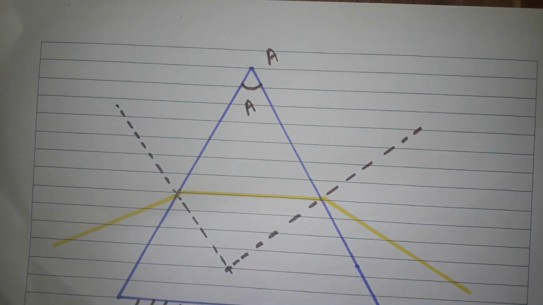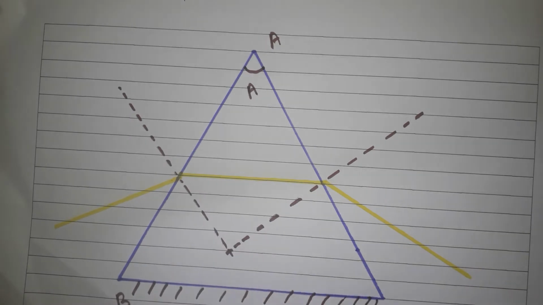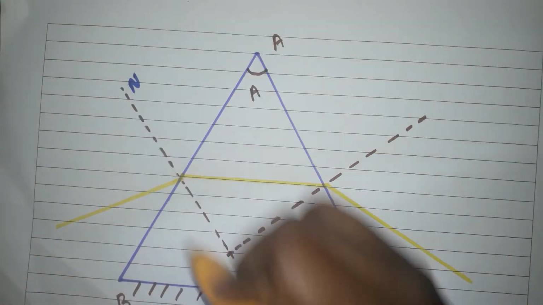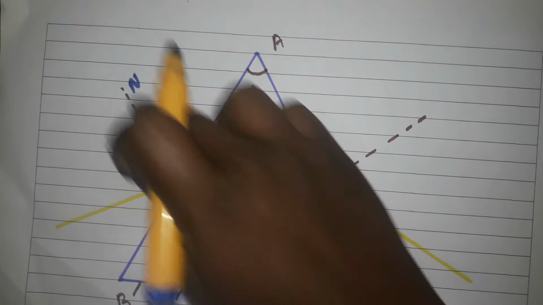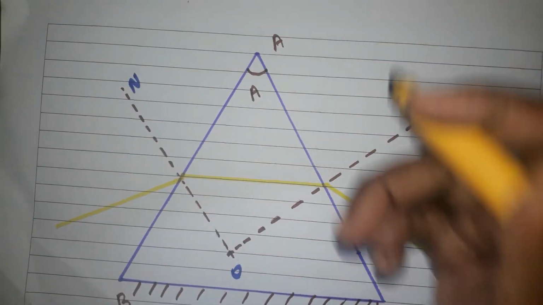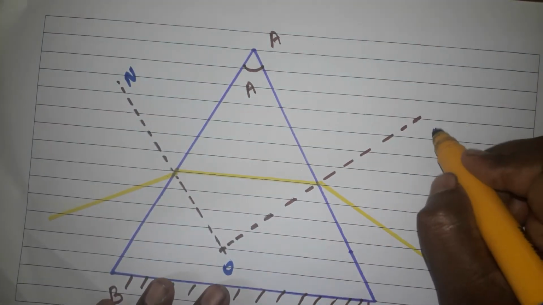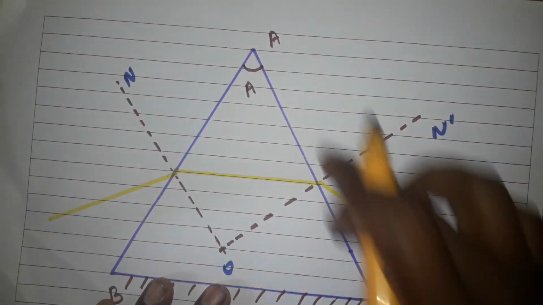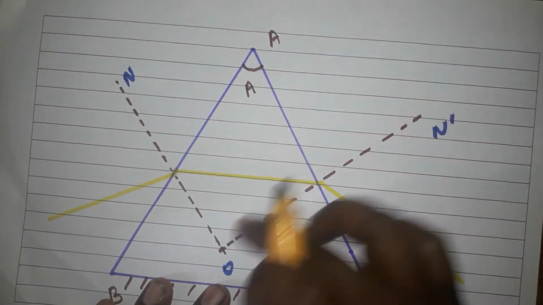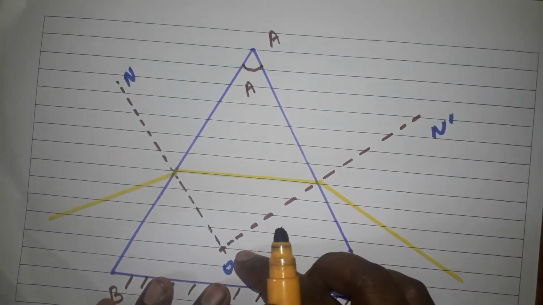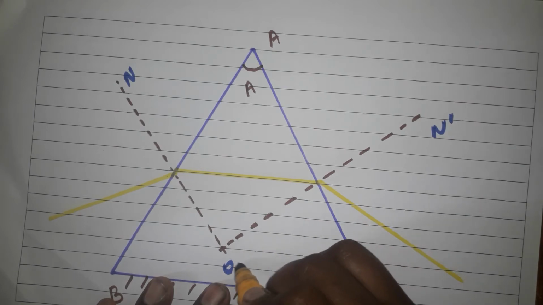Now NO is a normal for AB. This is the normal, the perpendicular line. Normal is always 90 degrees. And N dash O is the normal for AC. On this side the normal is N dash O. Otherwise, if you want, you can give a separate normal O dash.